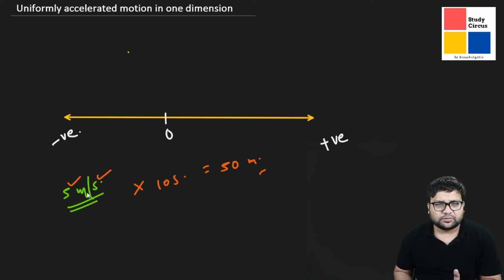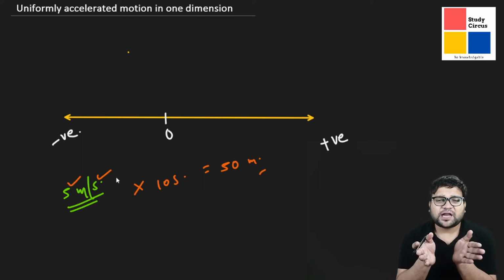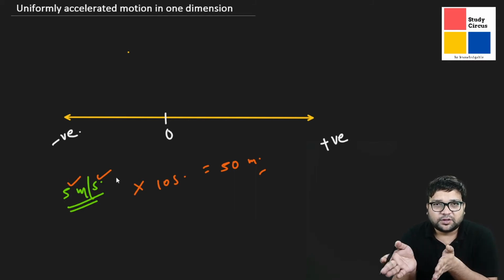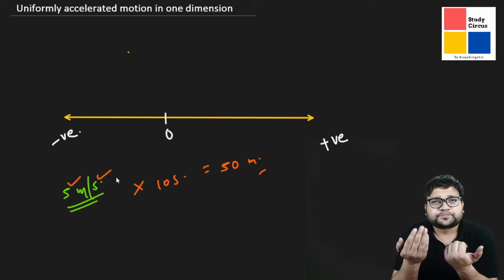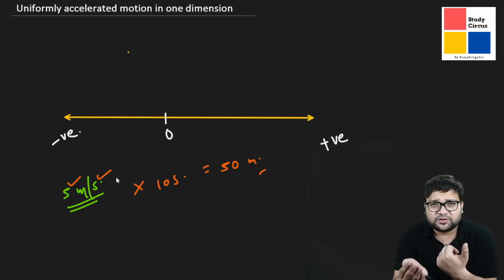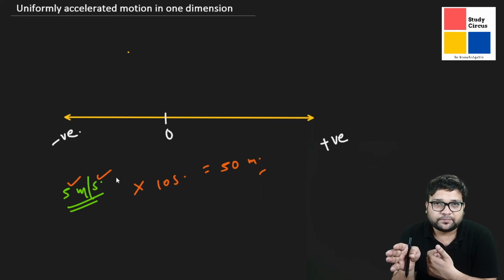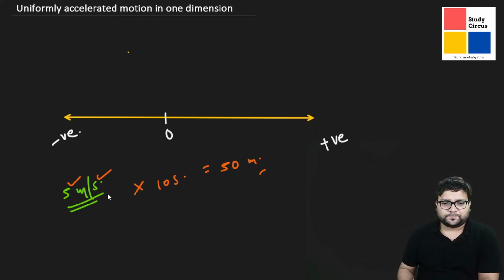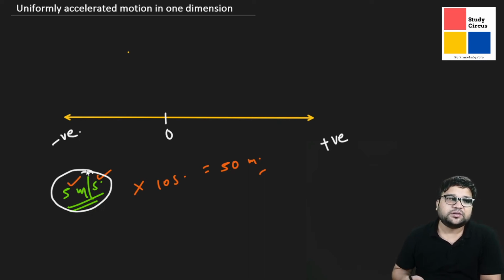So this is uniform speed. Why uniform speed? Because in any time interval, speed is the change of distance, and the amount of change of distance is the same in equal time intervals, then we say the speed is uniform, right? So 5 meter every, just take any 1 second, the distance traveled will be 5 meter only. That's why this is a uniform speed.